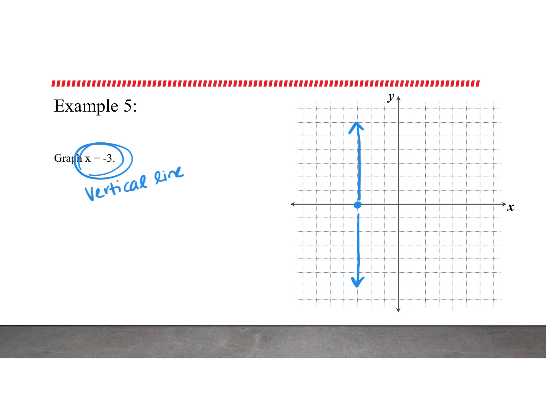And if you're ever asked for a second or a third point, you could pick anything along that line. But notice they all have that same x value. It would just be a different y that goes with it.